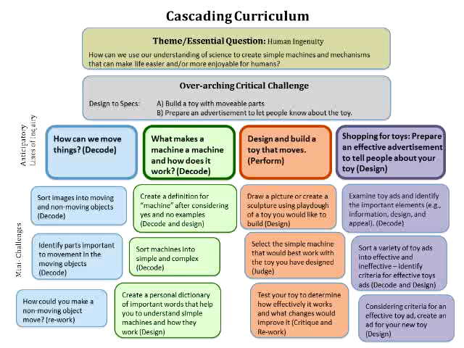Here's one for grade two. This is one of movable parts. So the big question: how can our understanding of science help us to create simple machines that can make life easier and more enjoyable? The students are to build a toy with movable parts and prepare an ad to let people know. To do that, they first have to understand how things move. They also have to understand the concept of machine. Remember, this is grade two. They have to think about how they would build a toy, and they have to think how they would advertise.